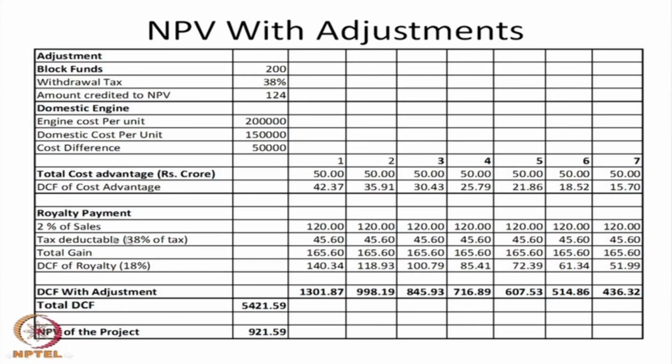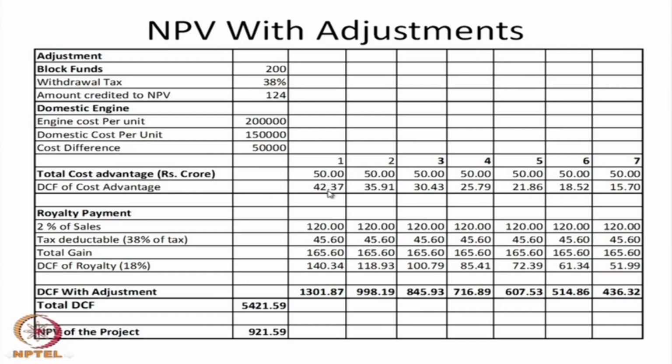Similarly, royalty payment 2% of sales: 1,00,000 into sales amount of 6,00,000, that is the sales. You have to bring it to 2%, and 2% is 120 crores every year. So, tax you have to pay 38%, the tax amount is 45 crores. So, 45 crores is the tax, and now total gain is 45 plus 120, 165 crores every year, and discount 165 crores by 18%, you will get the benefit.